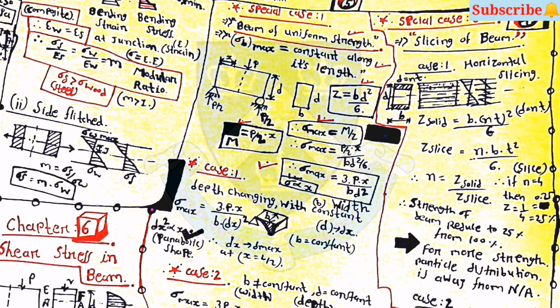Then the equation of Z will be: Z solid is equal to b into d squared by 6, and Z sliced will be n into b t squared by 6. Here n is equal to Z solid by Z sliced.